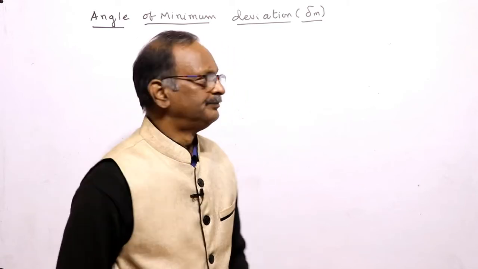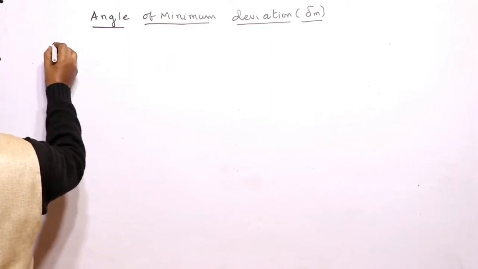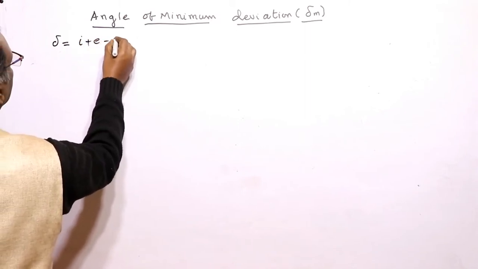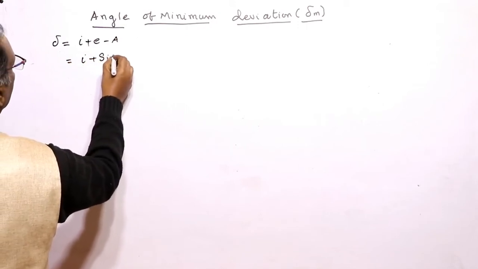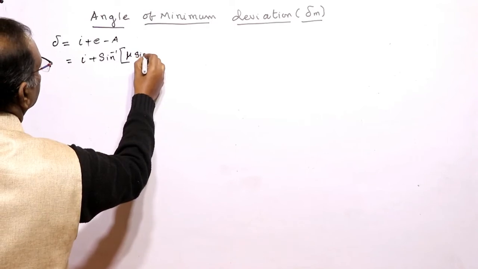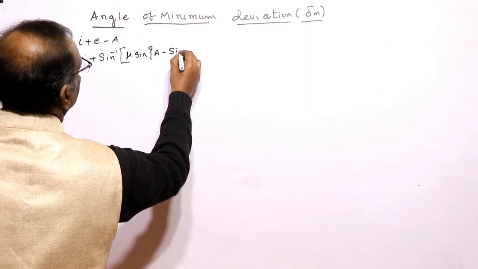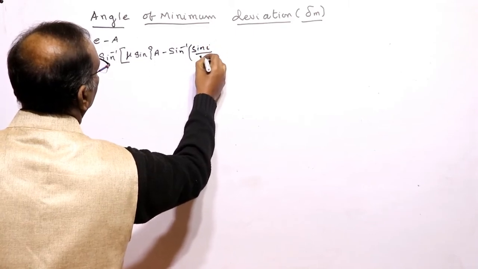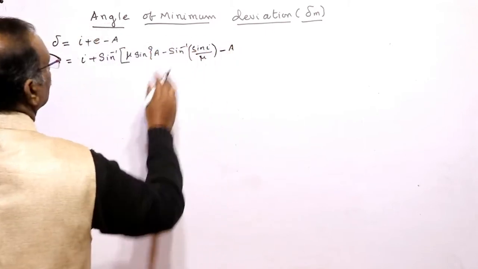Angle of minimum deviation. We have seen in the previous lecture that the angle of deviation is equal to I plus E minus A, which is equal to I plus sine inverse of mu sine of A minus sine inverse sine I by mu, where the value of E is this one, minus the angle of prism.